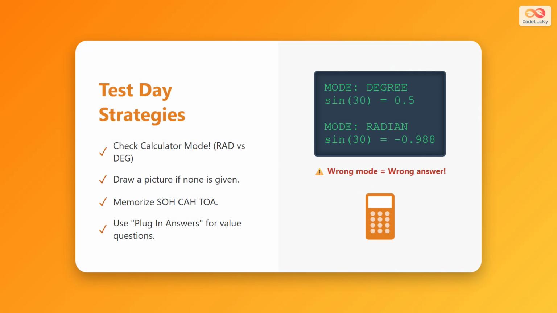On test day, strategy is just as important as knowledge. First, always check your calculator mode. Computing a sine value in degrees while your calculator is in radians will give you the wrong answer. Second, if a problem describes a triangle but does not show one, draw it immediately. Finally, use the plug-in method for multiple choice questions if the algebra gets too messy.